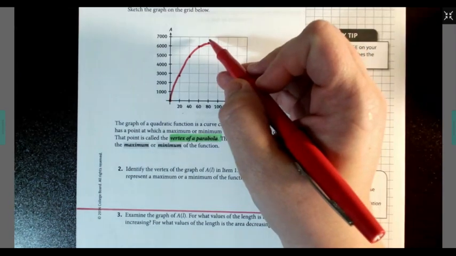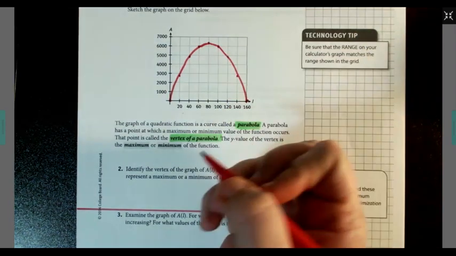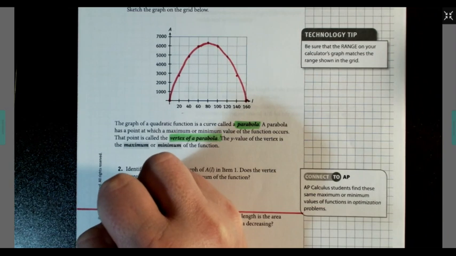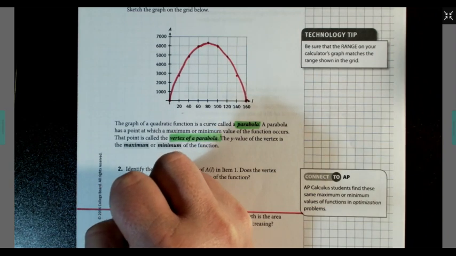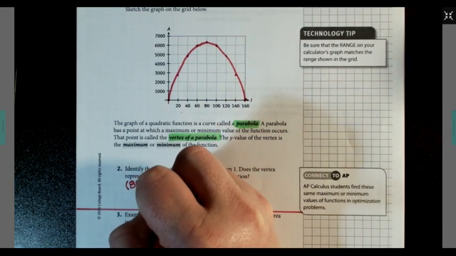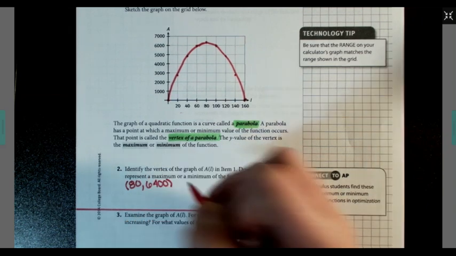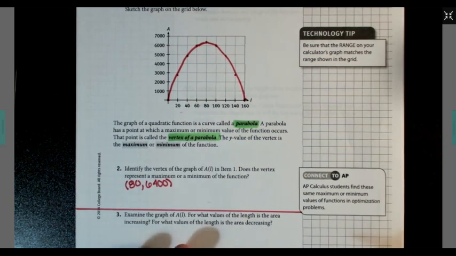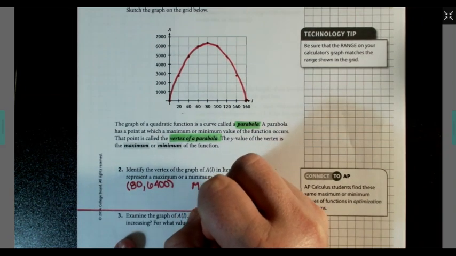The vertex is that point right here. And in my case, this is going to be 80, 6,400. And this represents a maximum.